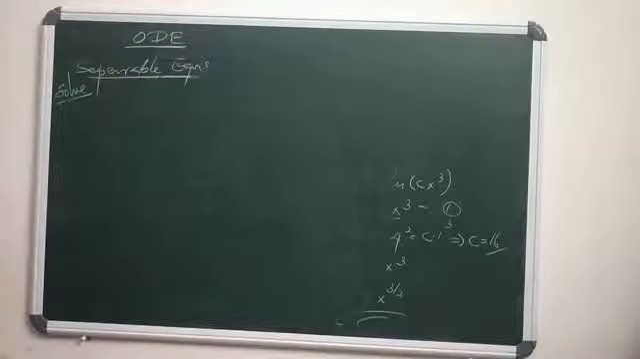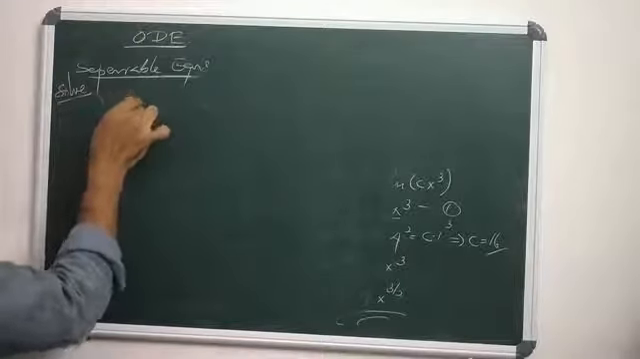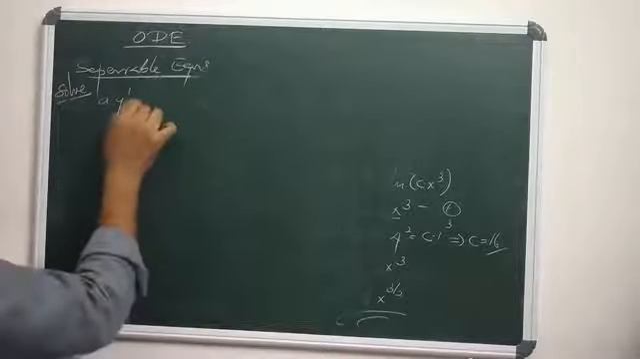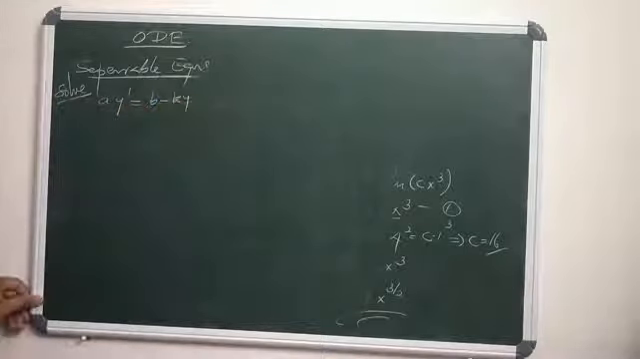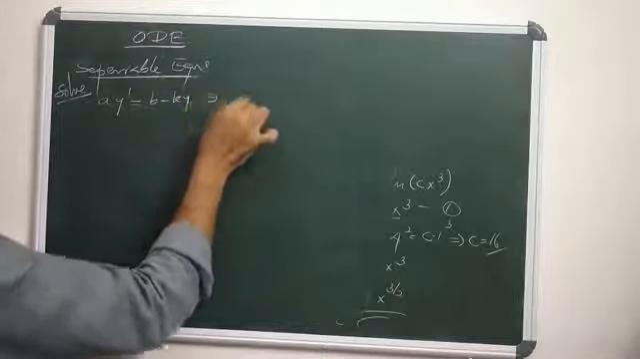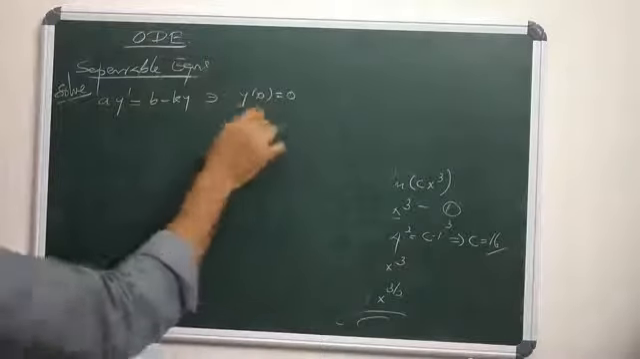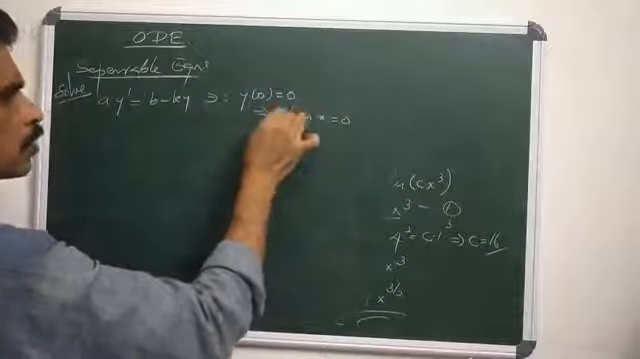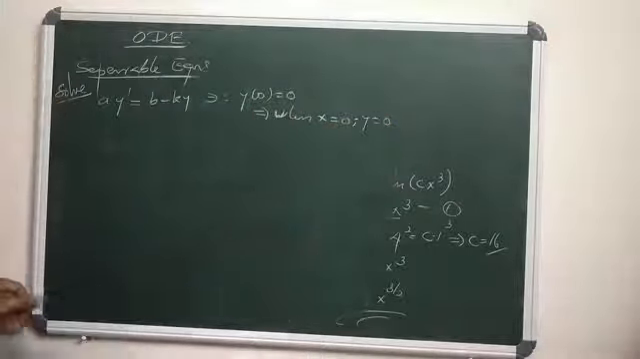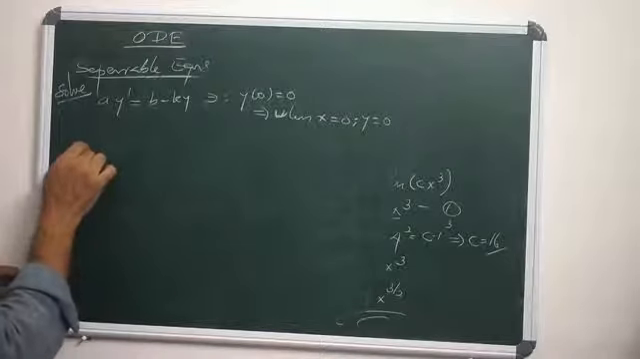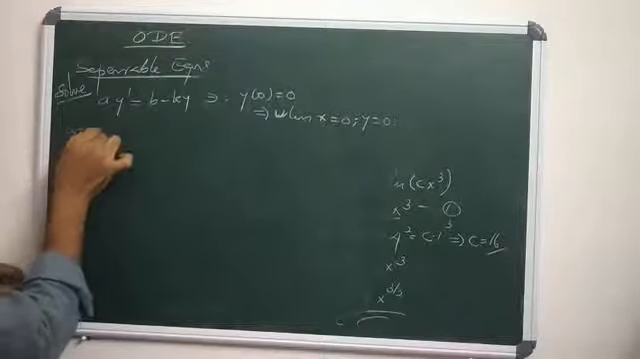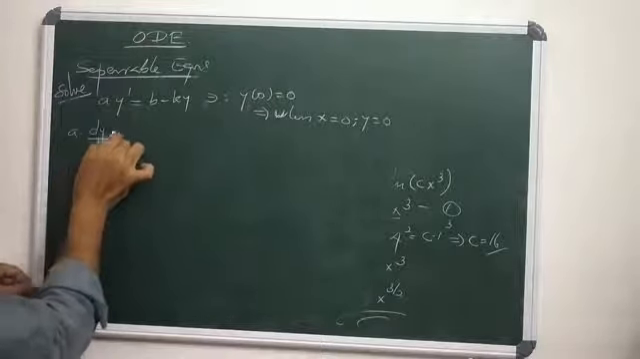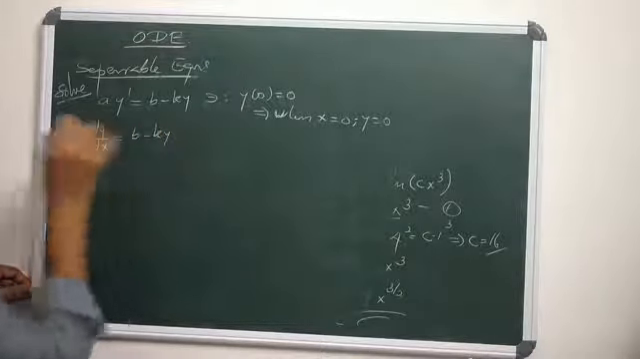Solve a y dash equals b minus k y, with y not equals 0, that is, when x equals 0, the corresponding y value is 0. How to solve it? This is a into y dash. What is y dash? dy by dx equals b minus k y.